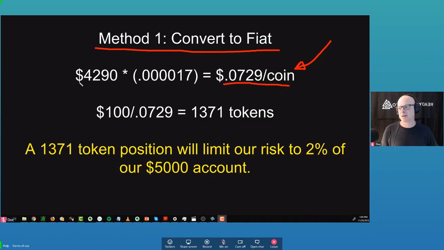So if I take the price of Bitcoin times the price, on the chart, of what it was showing, 0.00017 BTC, that is about 7.3 cents per coin. Okay, so I'm going to convert it over to fiat first.